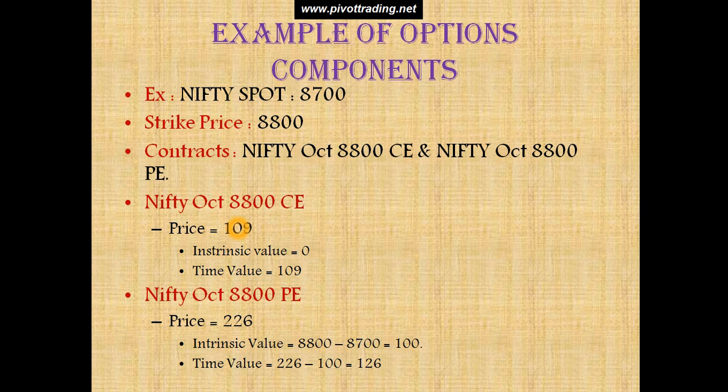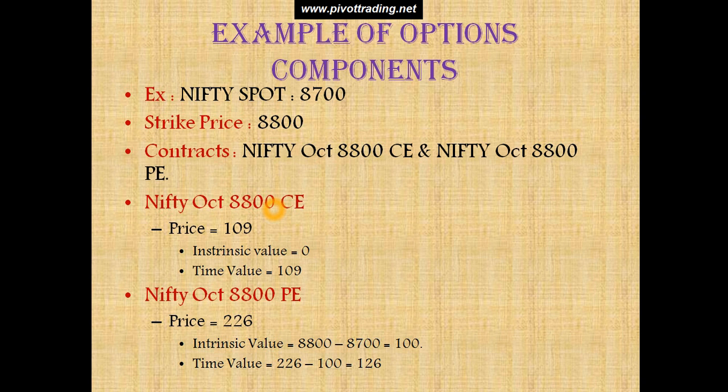See, now understand, we are entering into a call. Call is CE. Call means we are bullish. So when I'm saying the 8800 call price is 109 rupees, I have to check what is my current value of Nifty. The current value of Nifty is 8700. What I'm saying is I will buy Nifty at 8800. When I say Nifty October 8800 CE, it means I will buy Nifty at 8800.